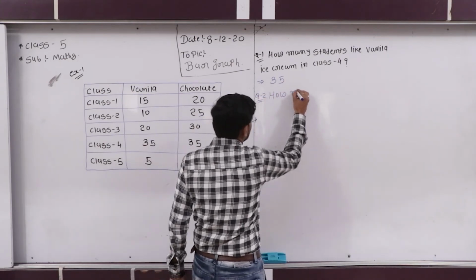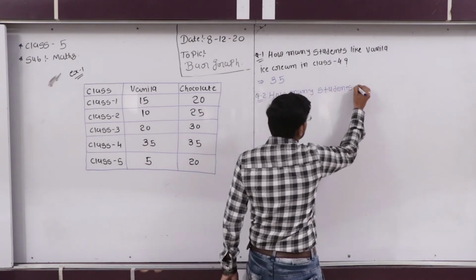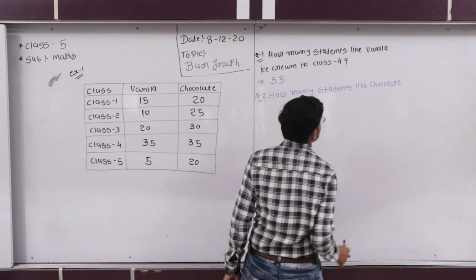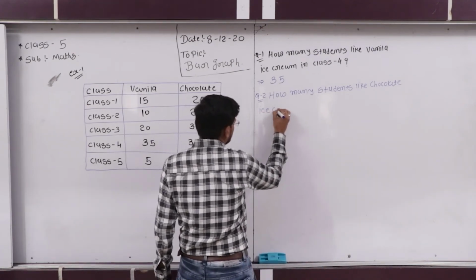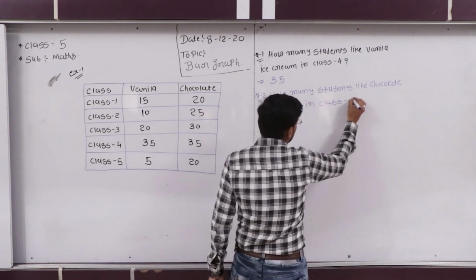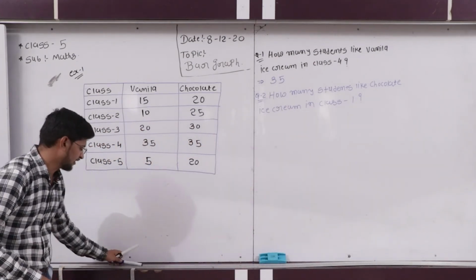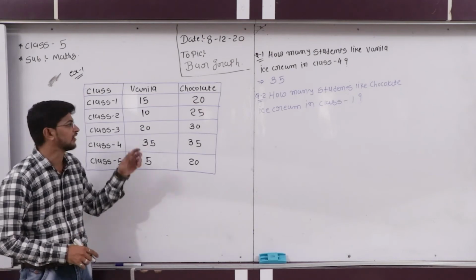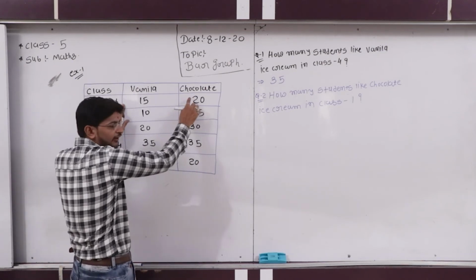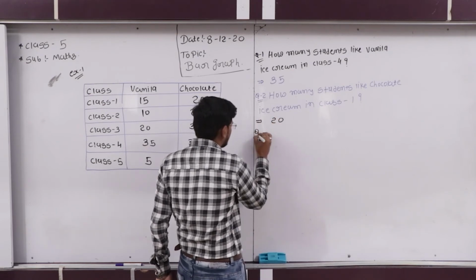Next question is, how many students like chocolate ice cream in class 1? So find class 1 first and find the column of chocolate ice cream. How many students? 20. So our answer is 20.